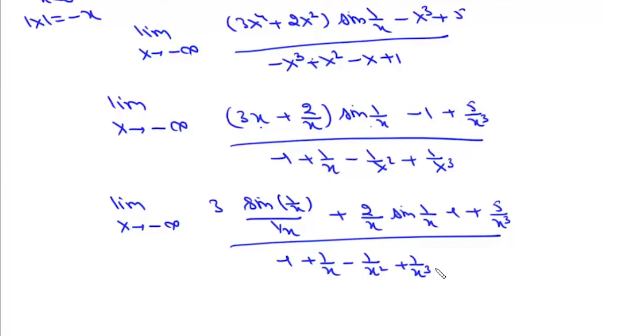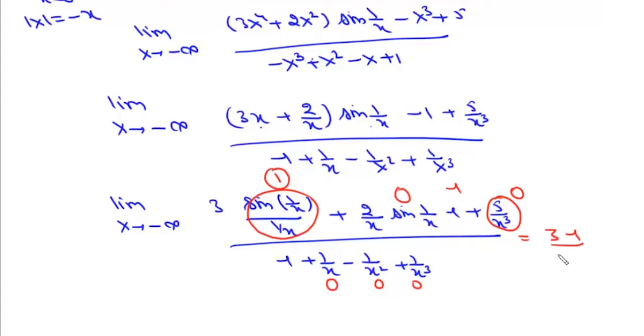upon x cube. Now when x tends to infinite, sin x is 0, so it is 0 upon 0 form. So this limit, it is 1, it will be 0. This is minus 1, this is 0, all of them, they will be 0. So this limit will be 3 minus 1 upon minus 1, which is minus 2. So answer to this limit is minus 2.